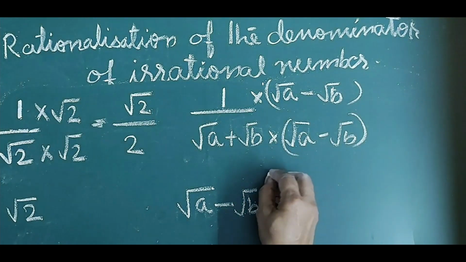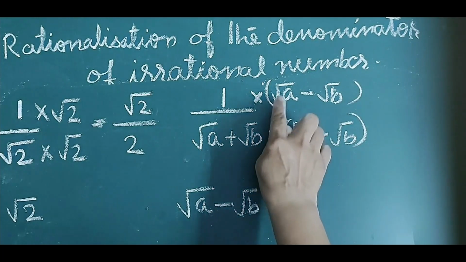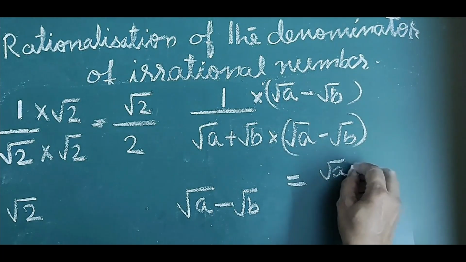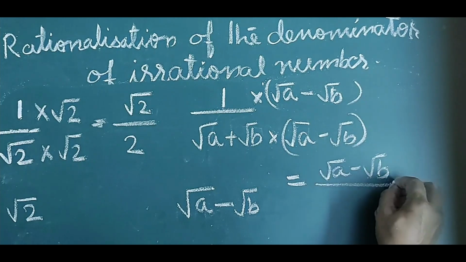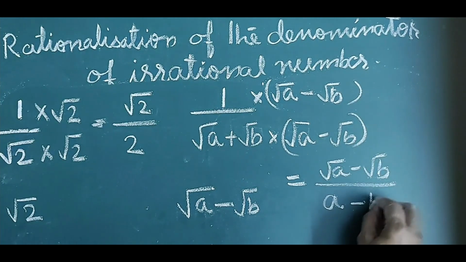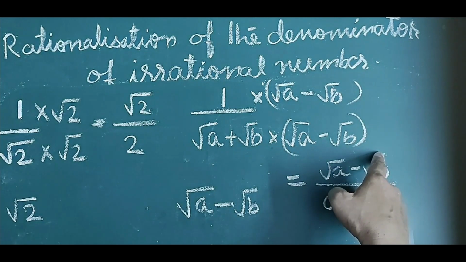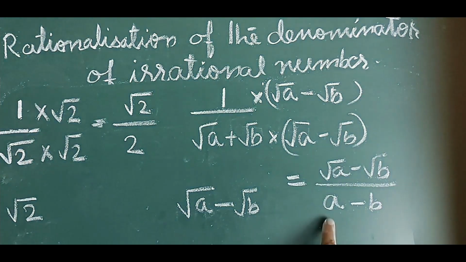That is equal to root a minus root b upon a minus b, because this is in the form of the third identity. So we can write a minus b. And we know this a minus b is a rational number.